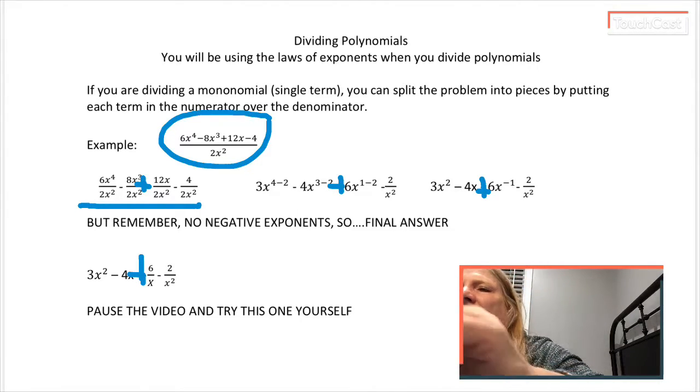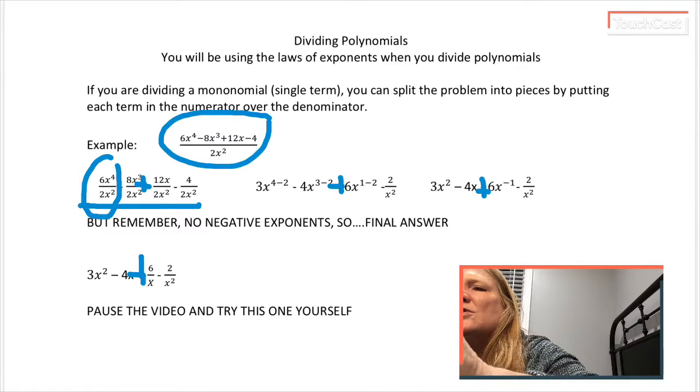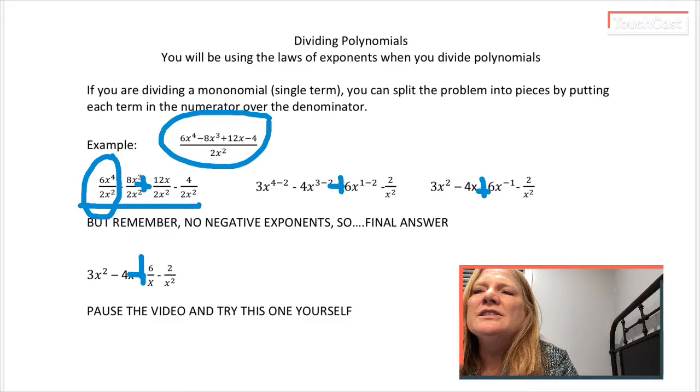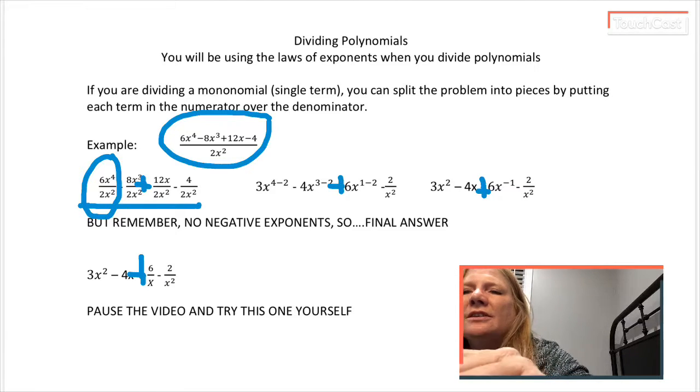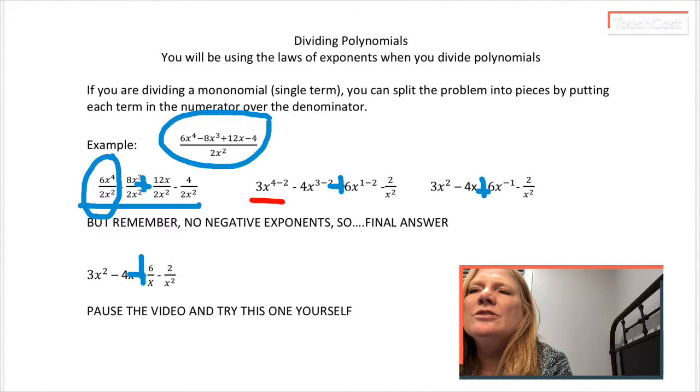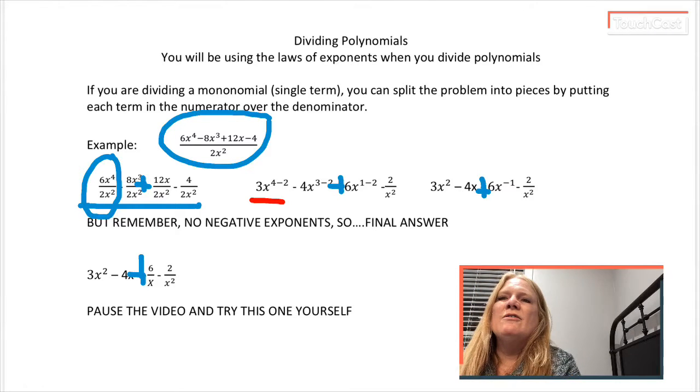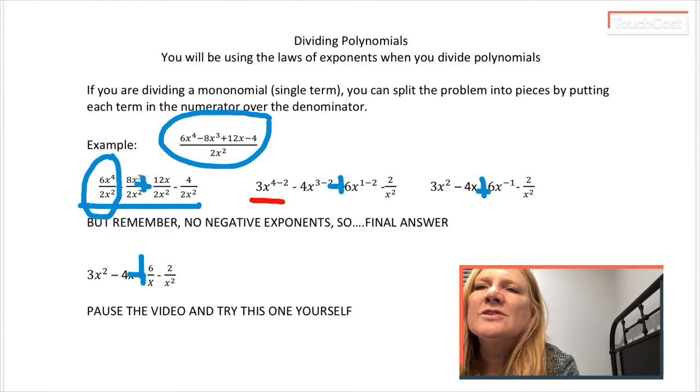So we have our 6x to the fourth over 2x squared, and we handle that separately. 6 divided by 2 is 3, and then the laws of exponents say, since we have an x with a 4 on the top and a 2 on the bottom, it's 4 minus 2. And so that is right here. Then it's going to be minus 8 divided by 2 is 4, and then 3 minus 2 goes with our x term.